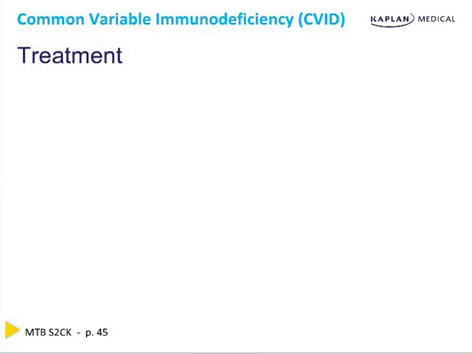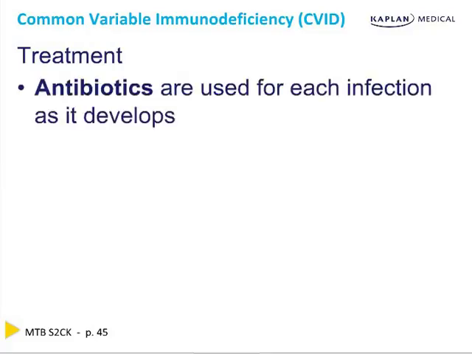So your patient presented to you. They had recurrent pneumonia. You went ahead and did their immunoglobulin level. They were decreased. So now you pretty much know this patient has CVID. So how do you treat them? Well, there are two arms to the treatment of CVID. The first is simply antibiotics that are used for each infection as it develops. If they have community-acquired pneumonia, consider ceftriaxone and azithromycin.